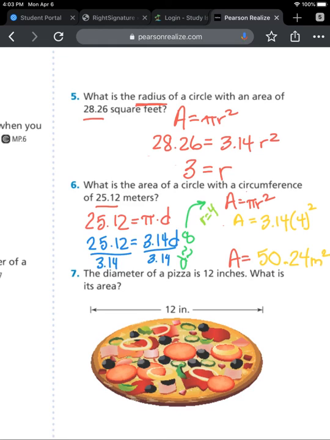So I worked backwards by dividing the circumference by pi, 3.14, which meant that the diameter was 8. So 8 divided by 2 gives me the radius, because remember, a radius is half a diameter. So that means the radius is 4. So I use that number 4 in the formula, and I substitute in for the radius. And so I did 3.14 times 4 squared, which gave me 50.24 square meters.